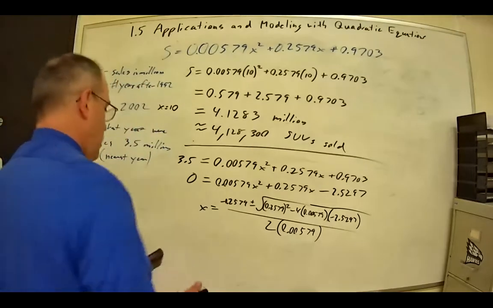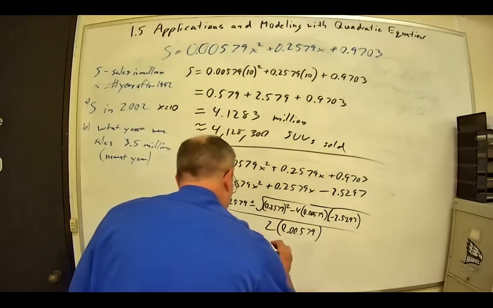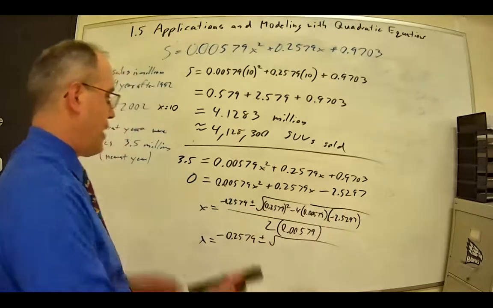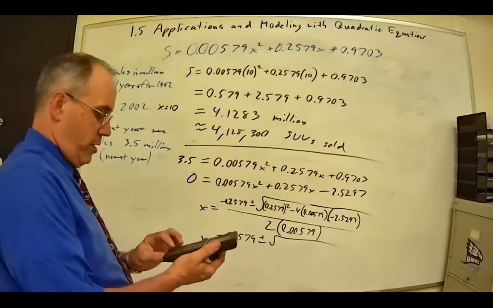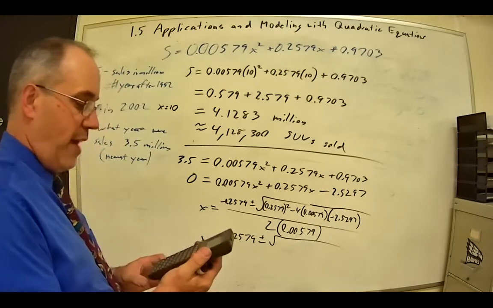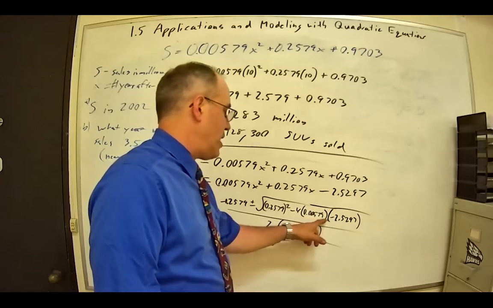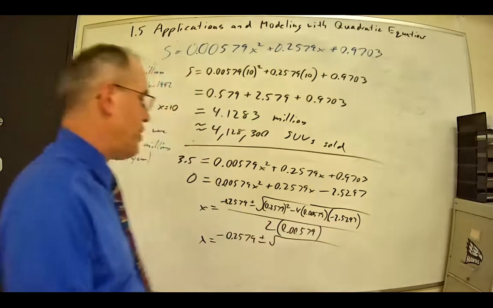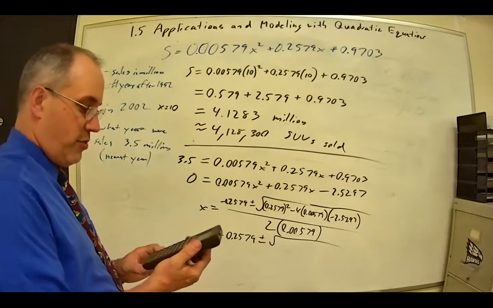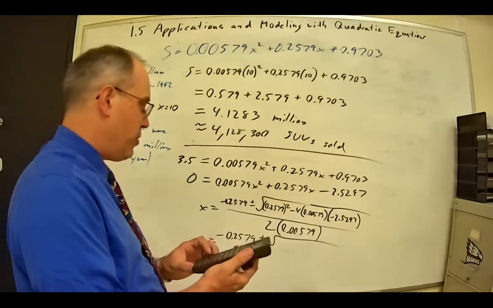So now I can start plugging numbers in. So x is equal to negative 0.2579 plus or minus the square root. Now I'm going to save myself a little time and do this whole thing in one shot rather than writing out the different things. So I have 0.2579, which when I square it, I get 0.06651241. I've got minus 4 times 0.00579 times negative 2.5297. So 4 times 0.00579 gives you 0.02316. Multiply that by negative 2.5297.